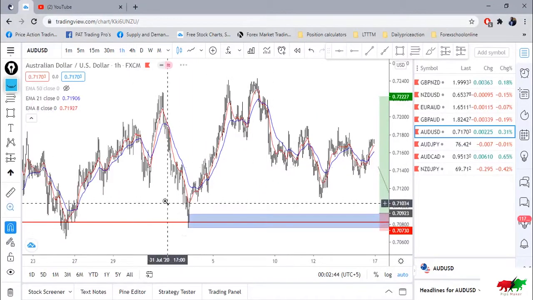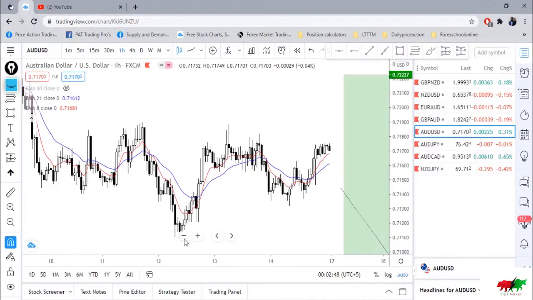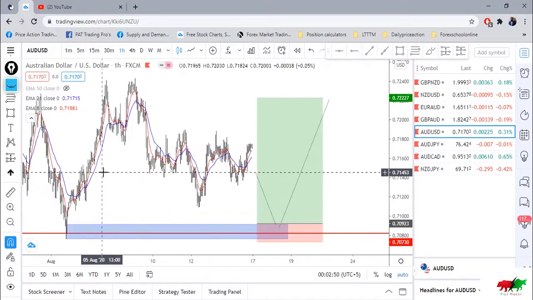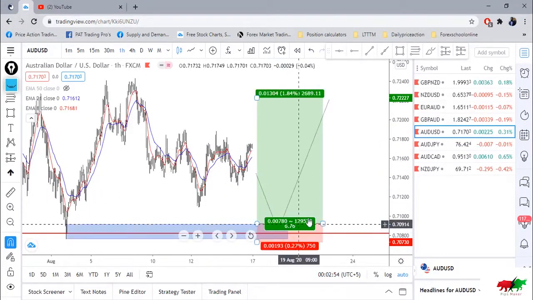Okay, let me zoom in. Okay, this is the fresh demand here. So what I'm anticipating is that market will come to this area, this zone, and this zone is also a support area as well.